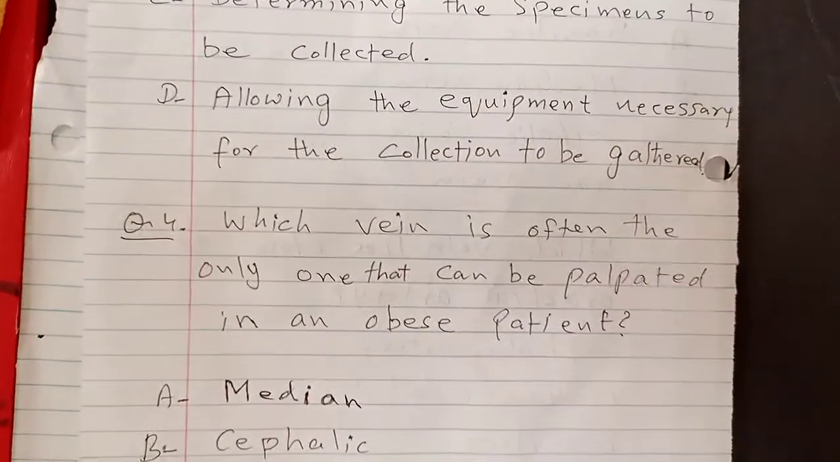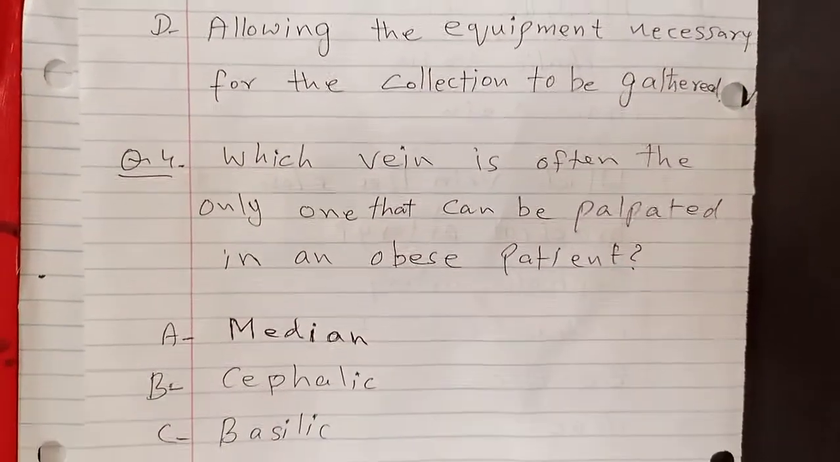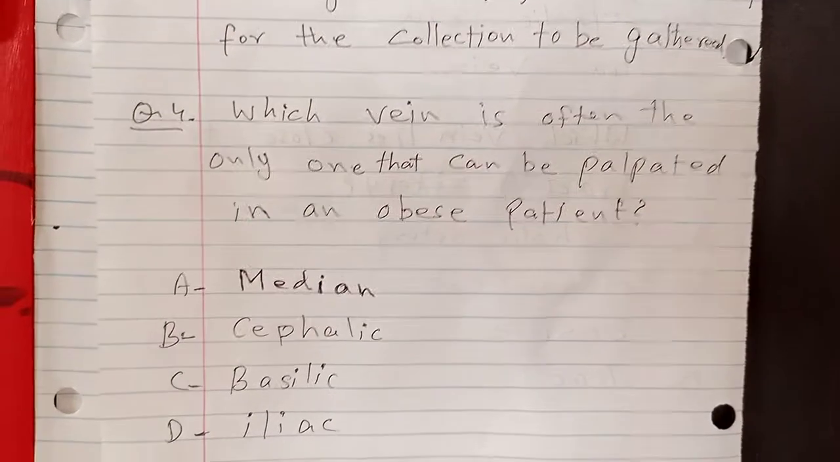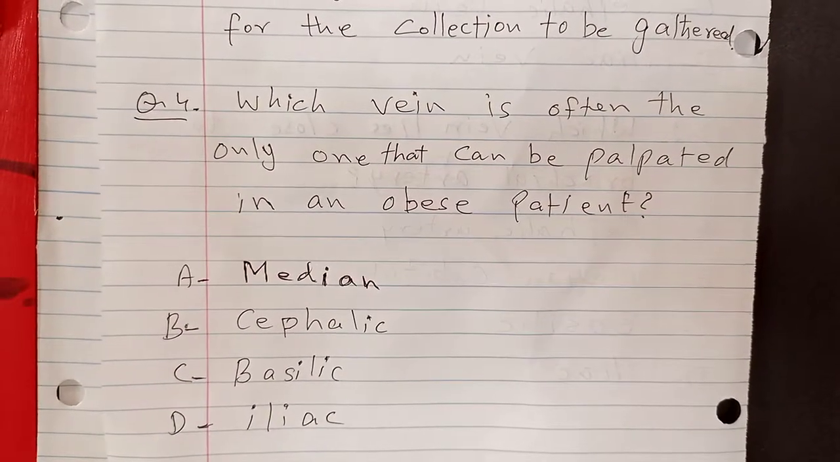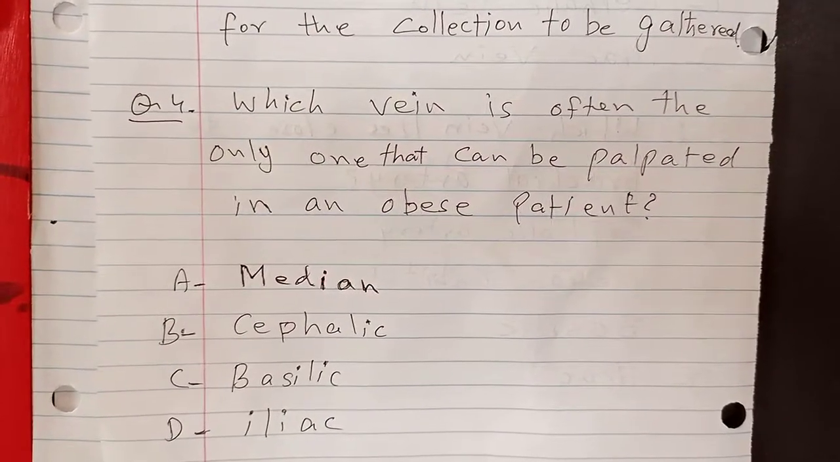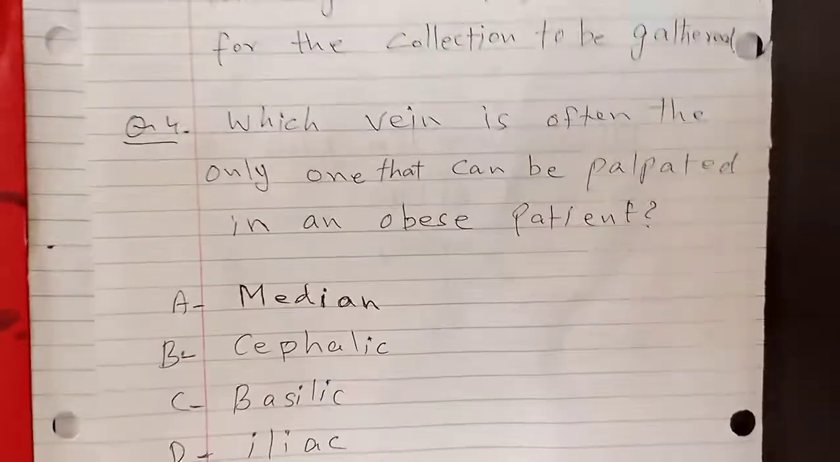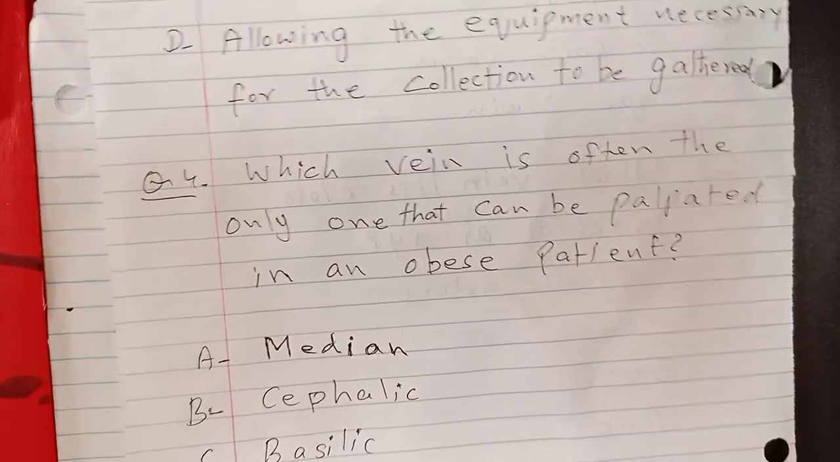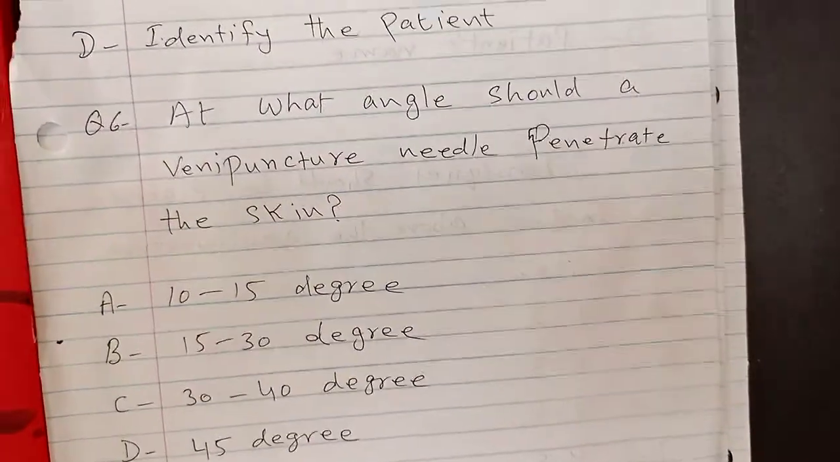Next, which vein is often the only one that can be palpated in an obese patient? Options: median vein, cephalic vein, basilic vein, and iliac vein. The answer is B, cephalic vein. The cephalic vein is the only one that is palpable in obese people.